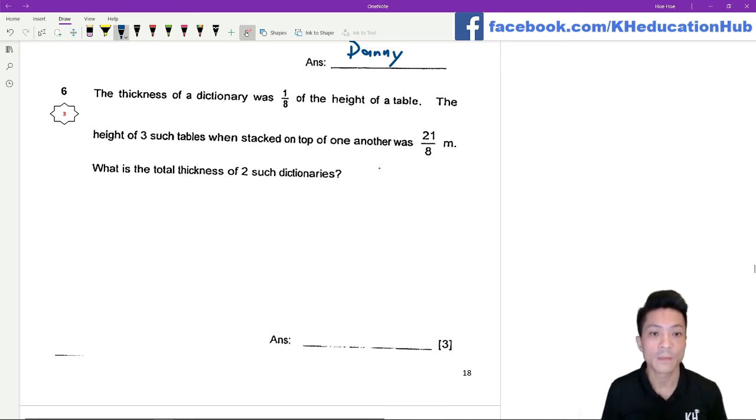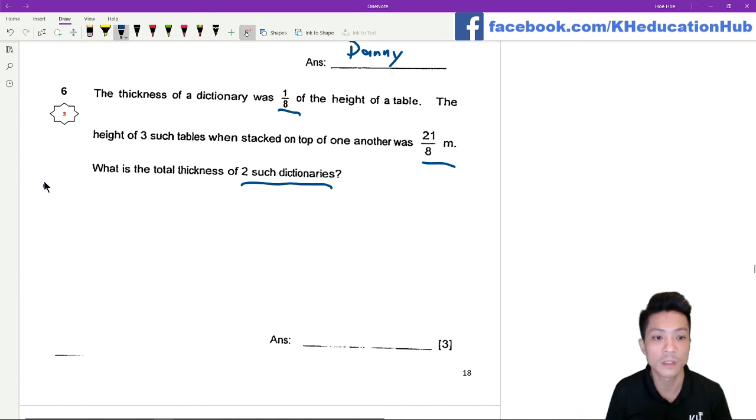Question number 6. The thickness of a dictionary was 1 over 8 of the height of a table. The height of 3 such tables when stacked on top of one another is 21 over 8 meter. What is the total thickness of 2 such dictionaries?